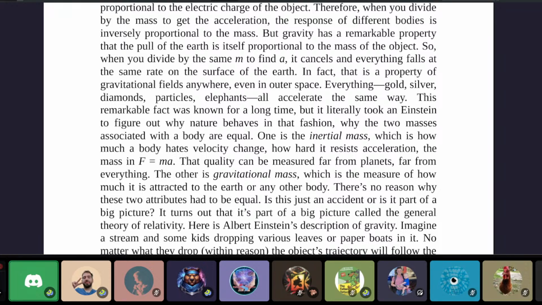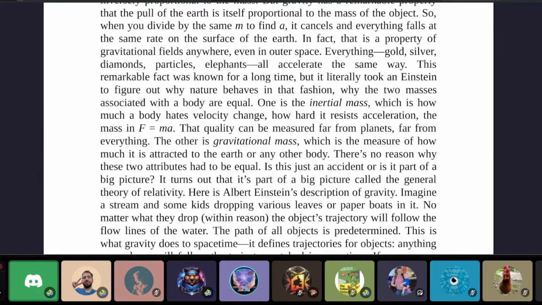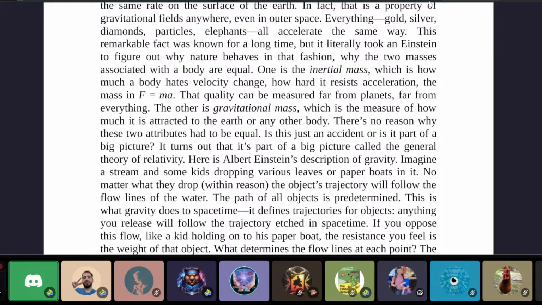In fact, that is a property of gravitational fields anywhere, even in outer space. Everything, gold, silver, diamonds, particles, elephants, all accelerate the same way. This remarkable fact was known for a long time, but it literally took an Einstein to figure out why nature behaves in that fashion.